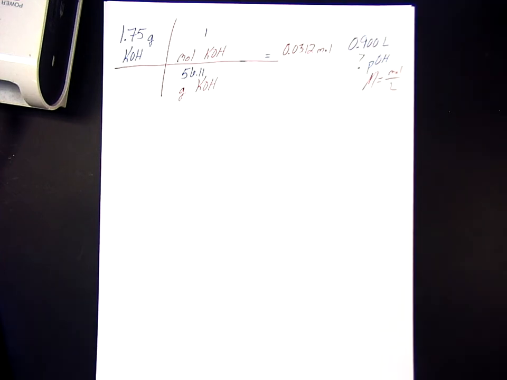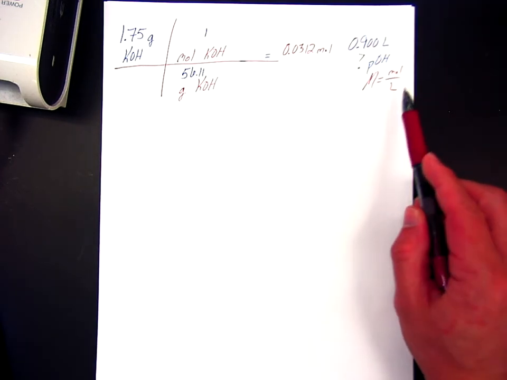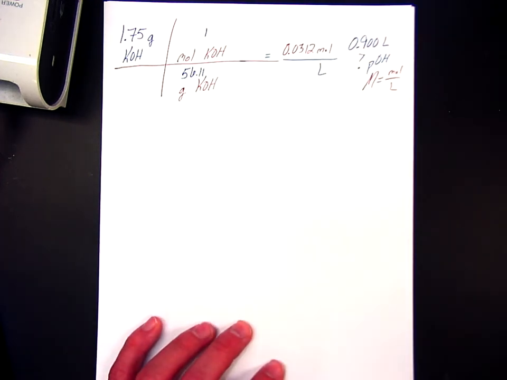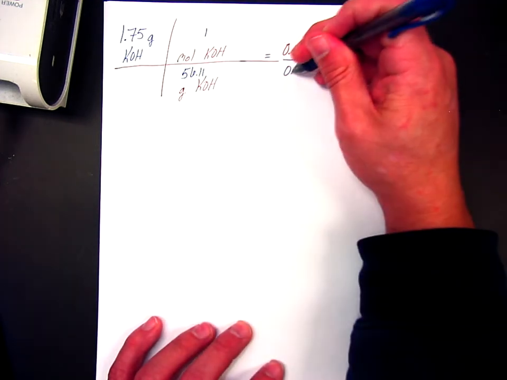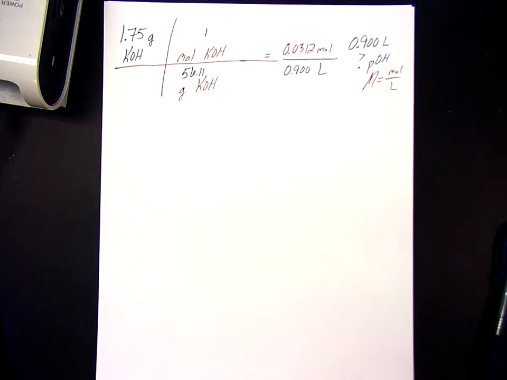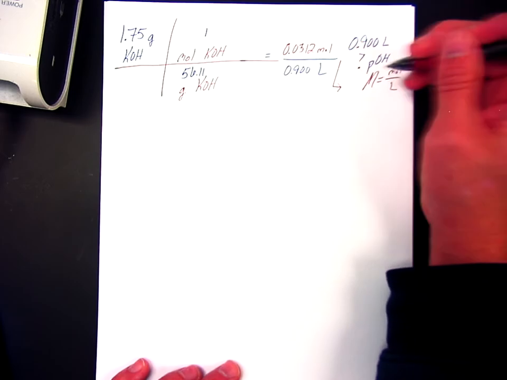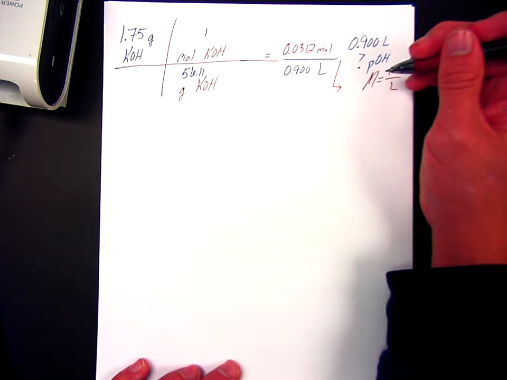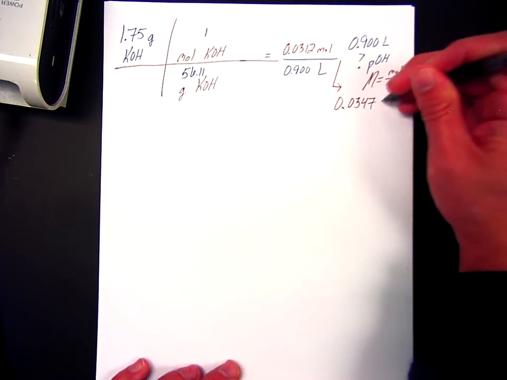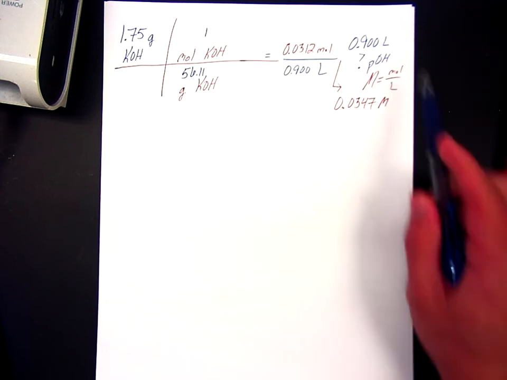All right, so there's the mole count from the grid, but I want to divide moles by liters to give me molarity, so we can just go straight ahead and divide by liters, which would be 0.9. All right, and this is going to ultimately give me a molarity of 0.0347. All right, so we've got a molarity of the solution.